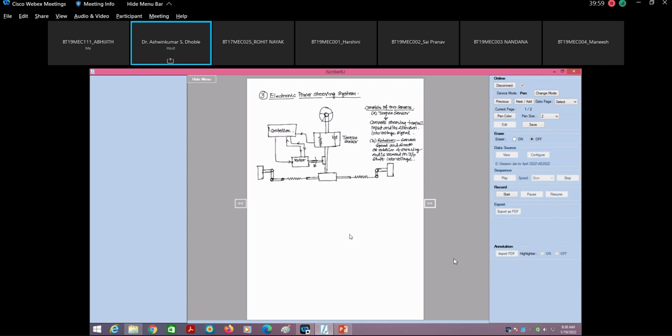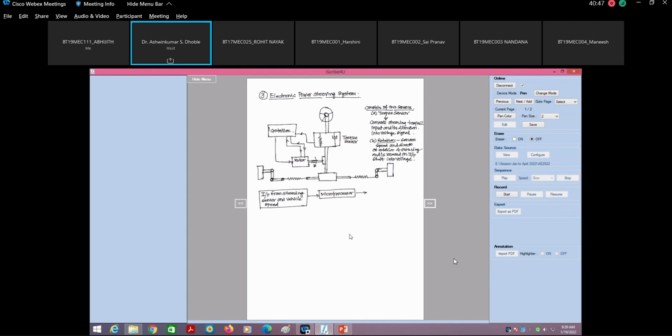ये गियर बॉक्स में बैठा रहता है. So input from the steering sensor and vehicle speed. So how it works: first box is input from steering sensor and vehicle speed. So this goes to the controller. यानी आप ये दोनों का input लो, then this is fed to the microprocessor. So you people are much more conversant about this electronic part nowadays.